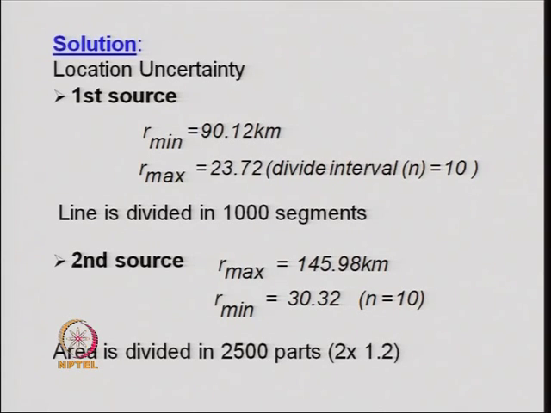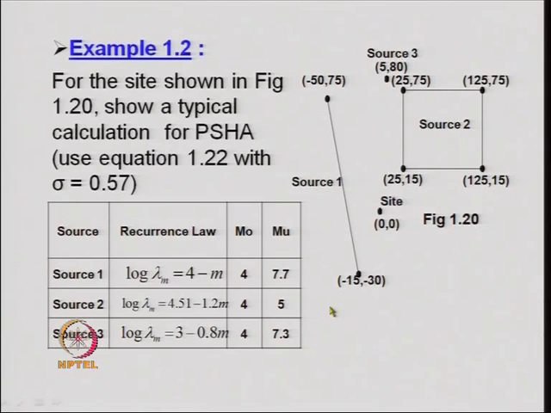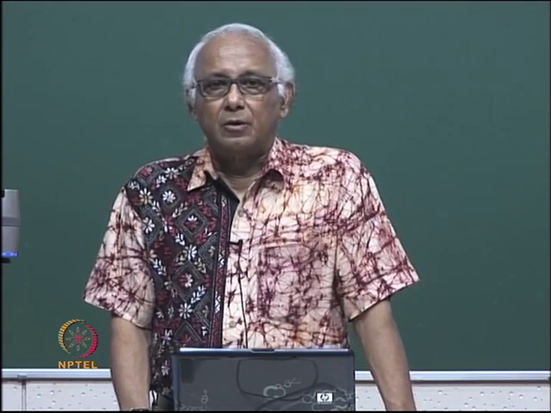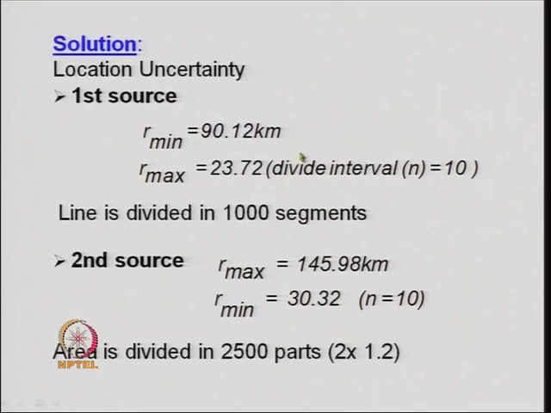Now the epicentral distance would vary, and if we assume that the line is divided into 1000 segments, then for each segment we can assume the center of the segment to be a source of earthquake, and thus we will get 1000 values of R. Now these 1000 values of R would lie between 23.72 to 90.12. So we find out what is the probability of occurrence of the earthquake within a certain interval.